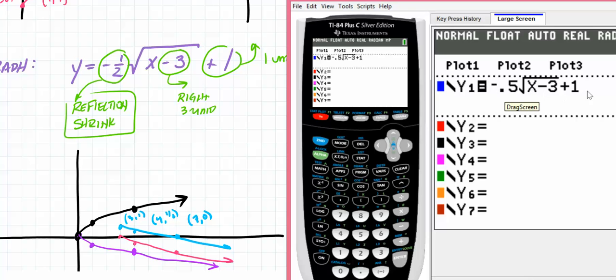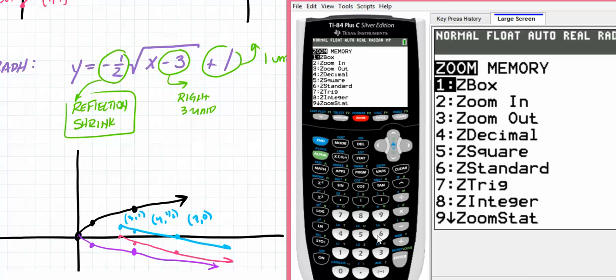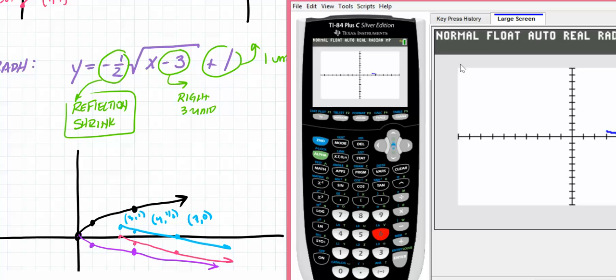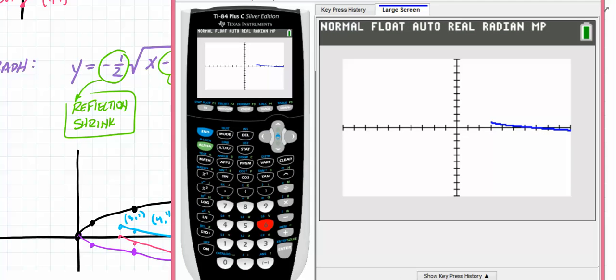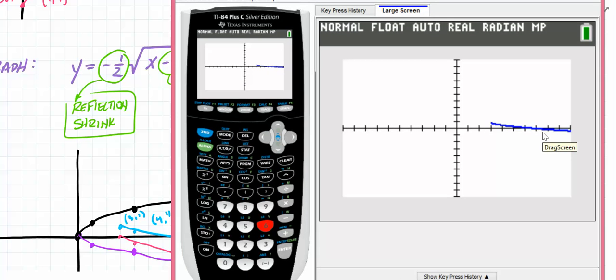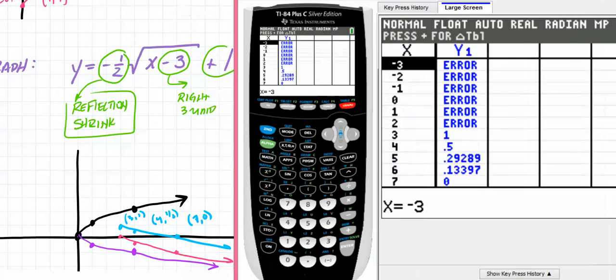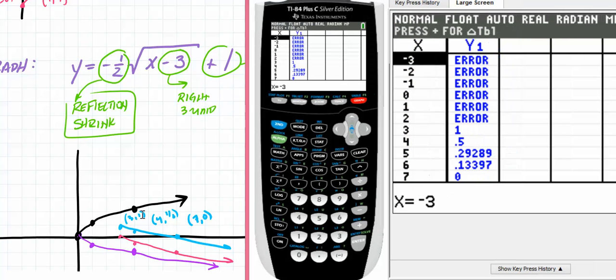Once it's entered into the calculator, we could hit zoom 6 and we would see this right here. But that's kind of hard to tell. It has the general shape, but it's hard to tell. So we'll just go to the table and look for these points. Is (3, 1) on there? It sure is. Is (4, 1/2) on there? It sure is. And (7, 0)? Yep, there it is. So one way to check is to be able to do that.